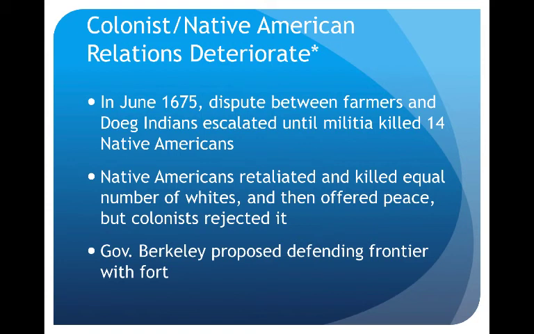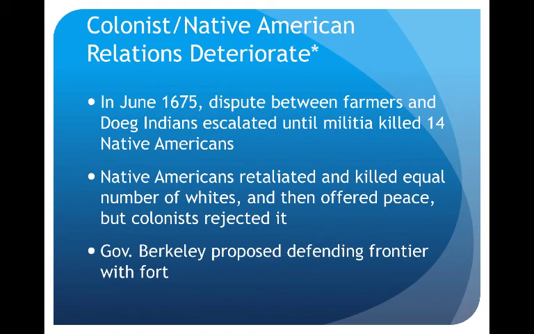Governor Berkeley, who wants to maintain order but also doesn't want to destroy Native Americans because he's trading with them, proposes defending the frontier with forts. So he wants to build forts along the frontier to protect the settlers. Both sides, both the Native Americans and the settlers, see their entire way of life as being under attack and threatened. And when people feel this way, they oftentimes will resort to horrific things they wouldn't normally do.